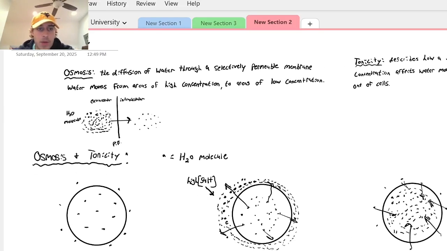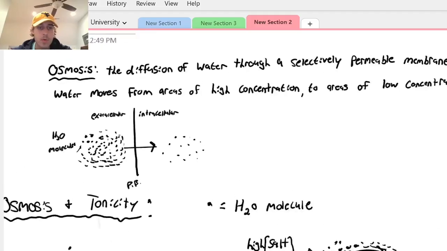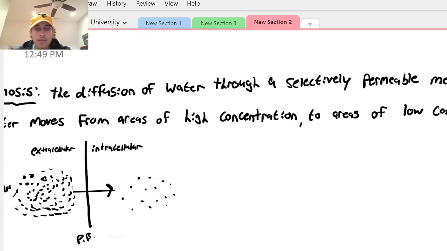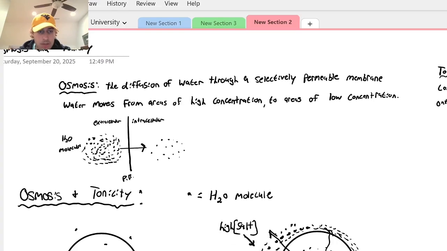Alrighty, everyone. So in order to understand osmosis and tonicity, we have to first start by defining them. And so osmosis is the diffusion of water through a selectively permeable membrane where water moves from areas of high concentration to areas of low concentration.